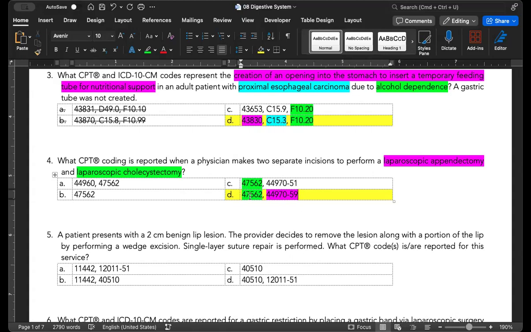So they won't give us a 47562 first and the other one, 44970. They will give us them in the same RVU order, right? For CPT purposes? Right. Yep.